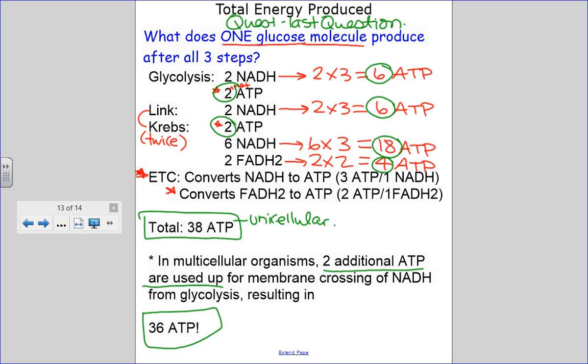Now the last thing I want to just mention, and then I'll see if there are questions, because the question on your quest asked you where these things happen. I'm going to repeat that. Glycolysis happens in the cytoplasm. The link and the Krebs cycle happen in the matrix, and the electron transport chain happens on the cristae.